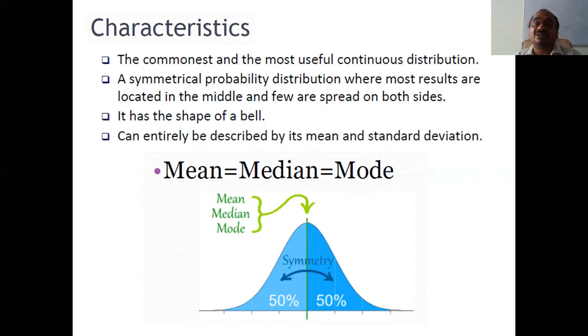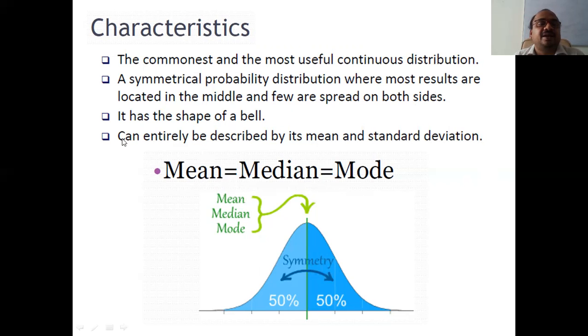In chemistry, most of the molecules are symmetrical molecules. It is one of the wonderful concepts. And another one is mean is equal to median is equal to mode. Central tendency of the data: mean, median, mode, all are equal and all are present in that. And symmetry is exactly 50% here and 50% here.